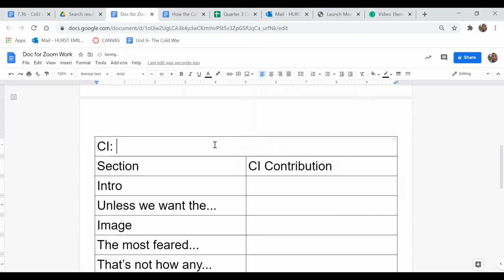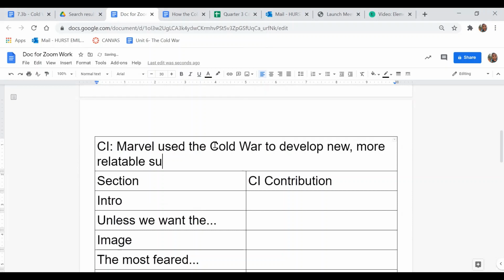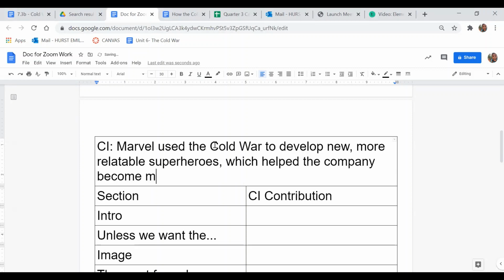All right, so the topic of this text is Marvel and the Cold War. So I'm just going to make sure I include the Cold War and the rest of it. So what did I learn about Marvel through this text? Marvel used the Cold War to develop new, more relatable superheroes, which helped the company become more popular.